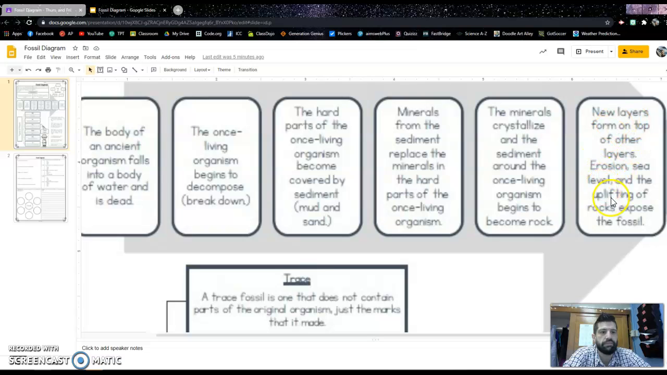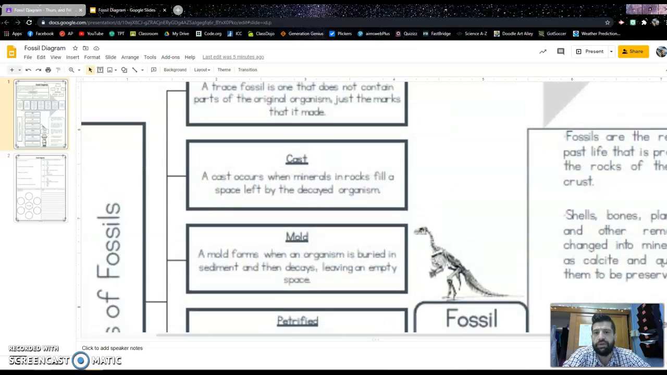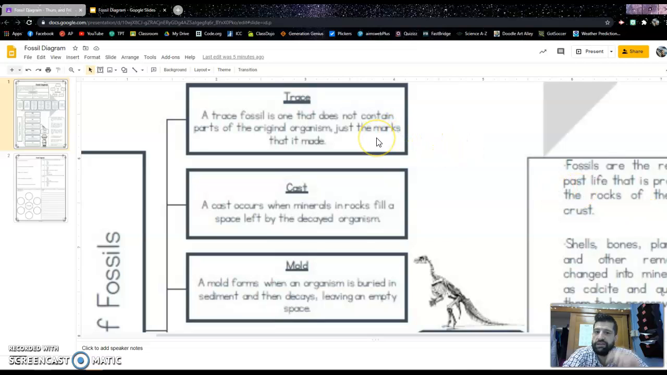And then we have an idea of how fossils are uncovered. Just to give you another quick rundown of the last couple things, I would highlight in each one the important information. So trace, I would highlight does not contain parts of the original organism. So it's not the bones, the shells, it is the bite marks, the scratch marks, the footprints. When it says cast, I would say fill a space. When it's the mold, it's leaving the empty space. So again, a cast pushes out and comes up off of a rock, where a mold is going to dip in and have that impression of the animal.